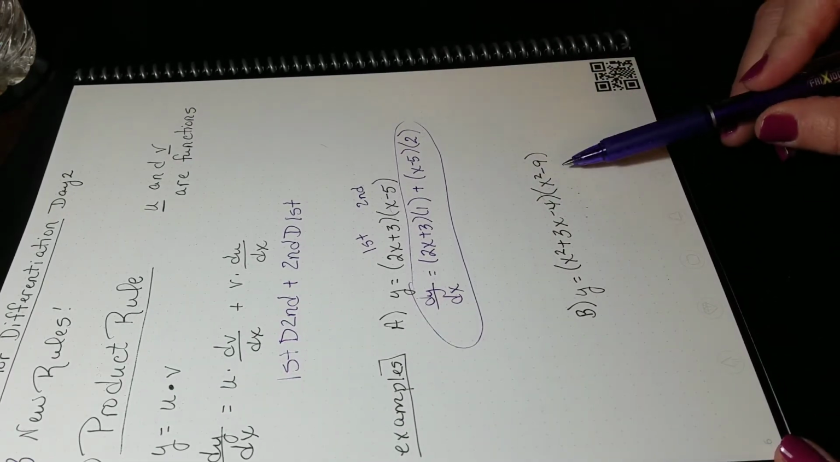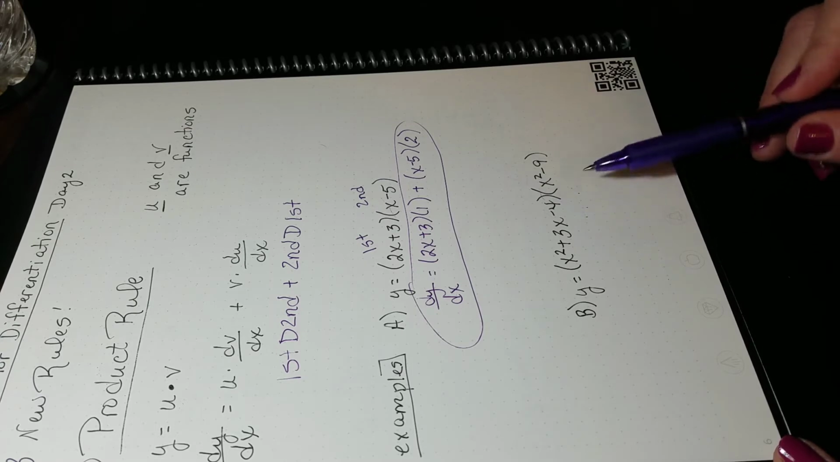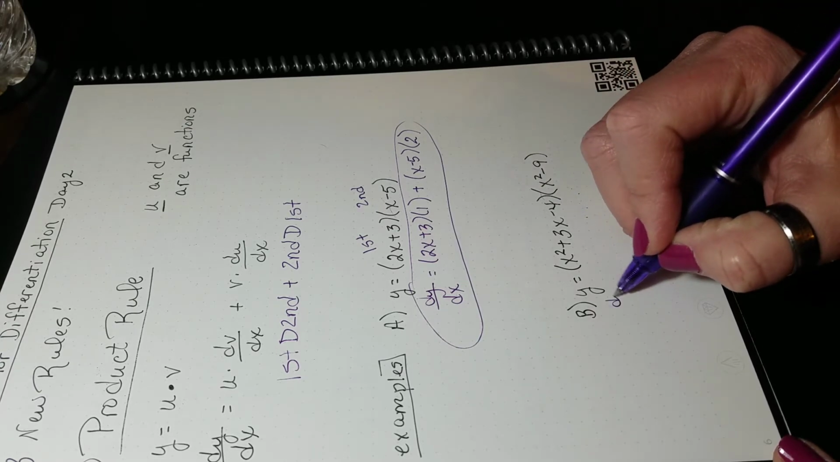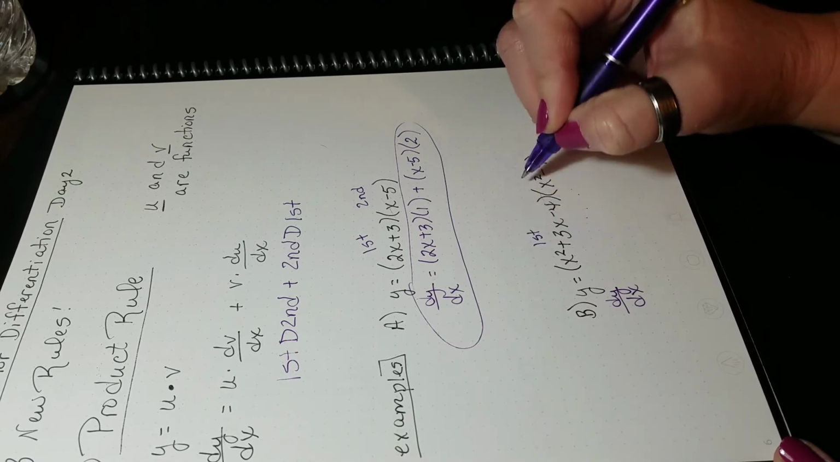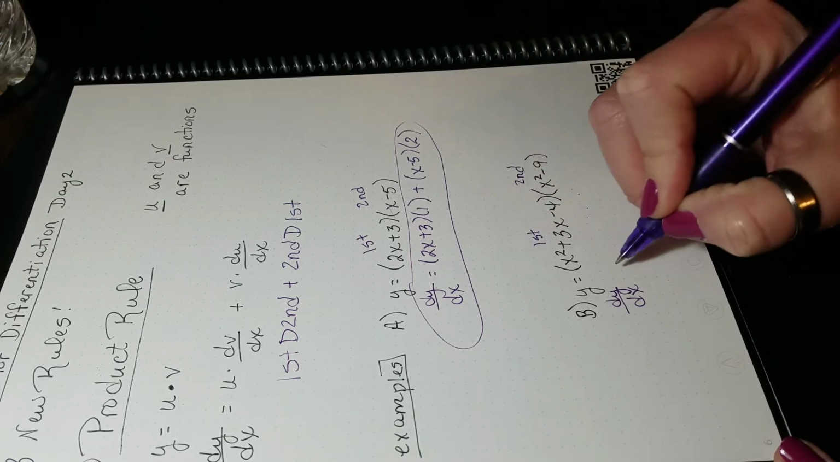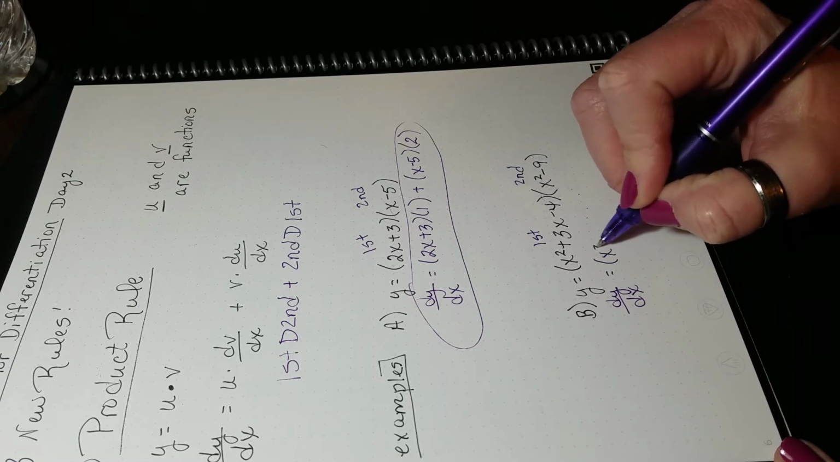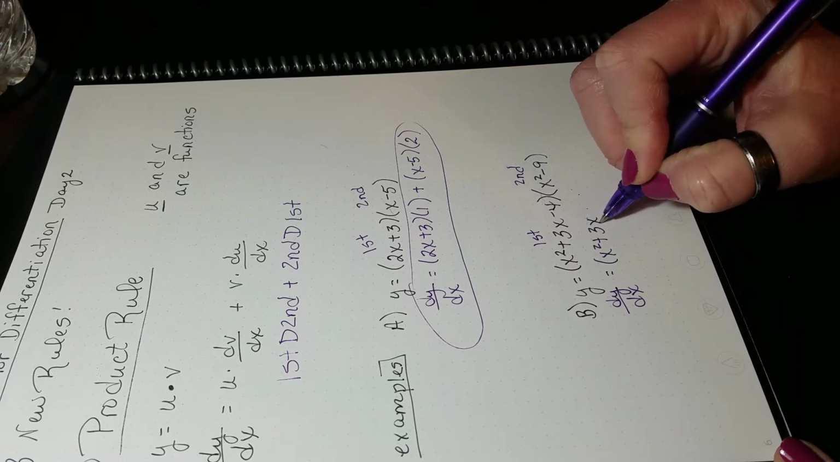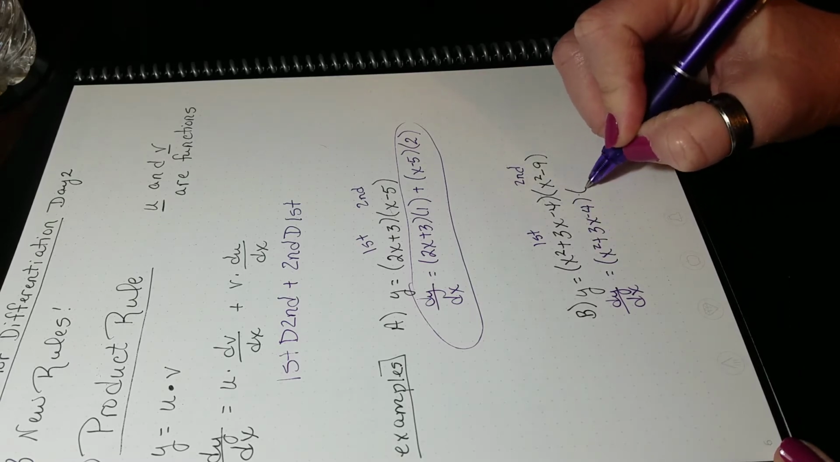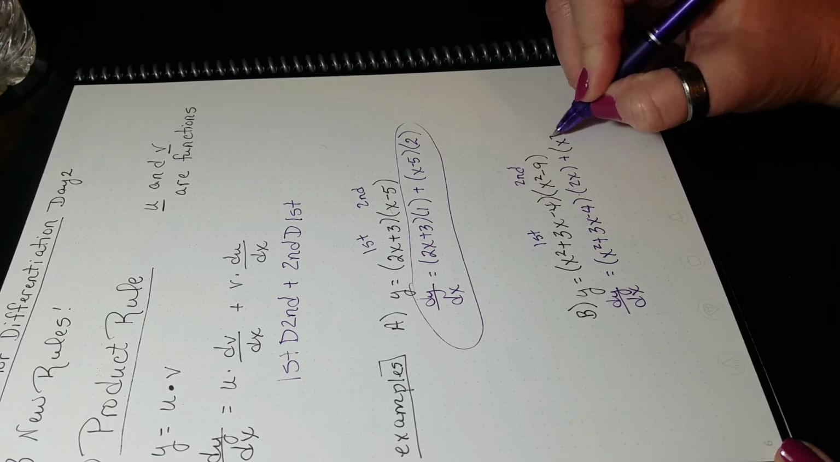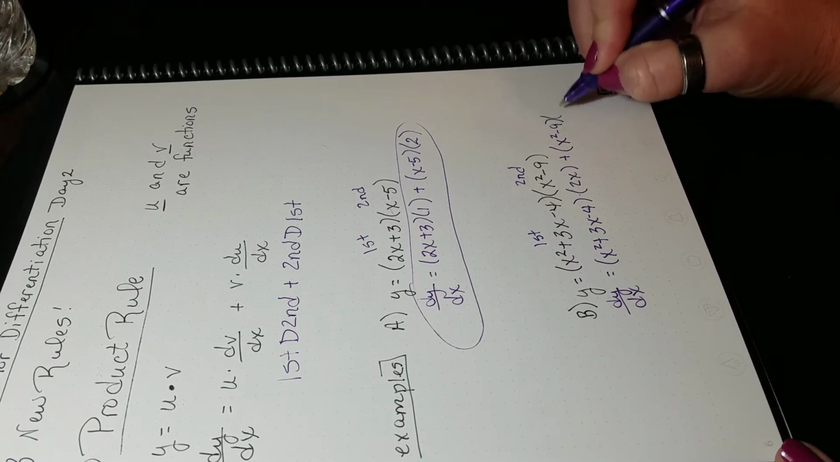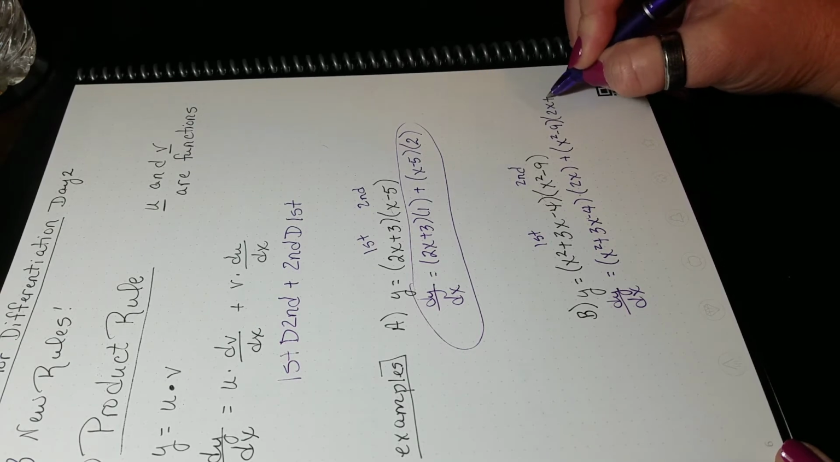So here's the second example. I have a trinomial times a binomial. Yes, we could multiply it out, but it's way quicker to find the derivative this way. dy dx is equal to, this is my first, this is my second. So it's my first polynomial, x squared plus 3x minus 4, times the derivative of the second, 2x, plus, always a plus sign, my second, x squared minus 9, times the derivative of the first, 2x plus 3.